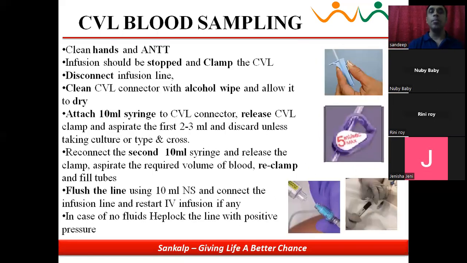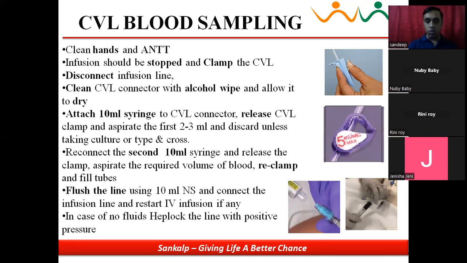So next thing is the blood sampling. Before doing the procedure, hand wash is very important, and maintaining the ANTT technique is very important. Before doing any sampling from the central line, whatever medications or infusions are going must be completely stopped. Especially with fluids, when you take samples, electrolyte imbalance may come. So always stop the medication and then only do the sampling.